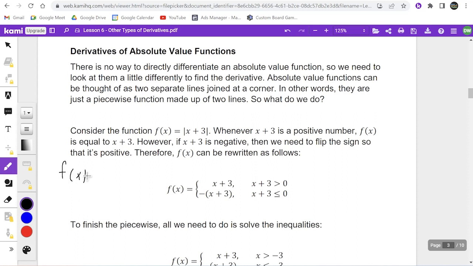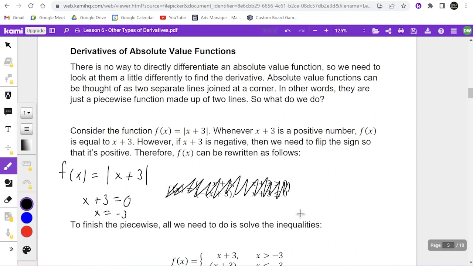If you have the function f of x equals the absolute value of x plus 3, then the first thing you're going to do is set it equal to 0. You're going to say x plus 3 equals 0, and then solve for x. You get x equals minus 3. The next thing you do is, before you actually make it into this piecewise function here, I'm honestly going to cross out this step because it's just confusing to me.